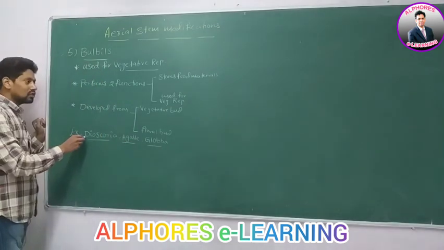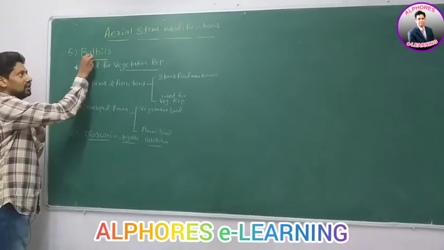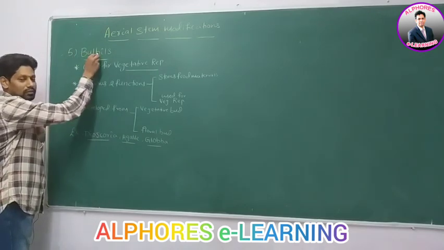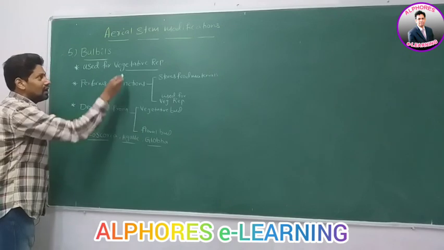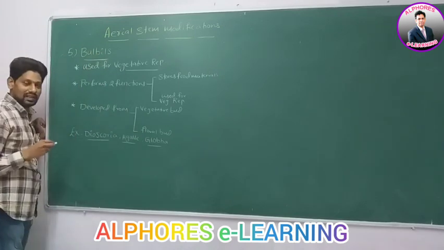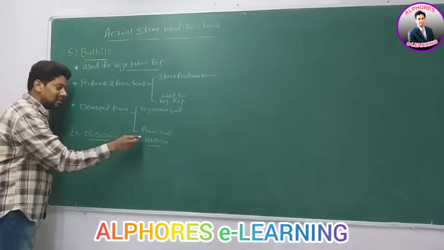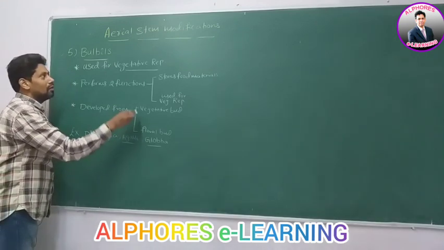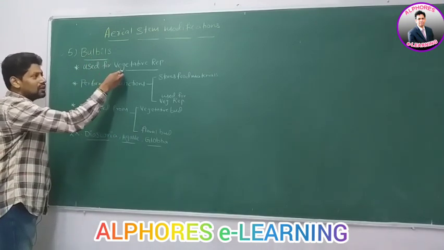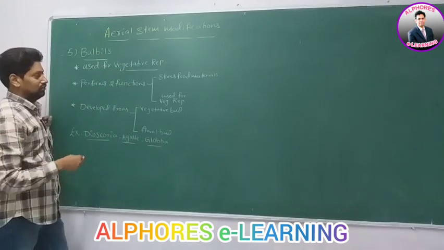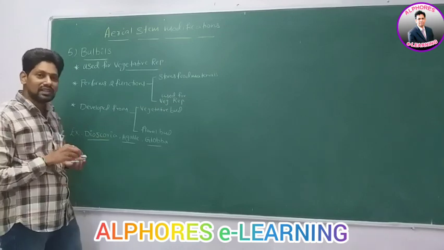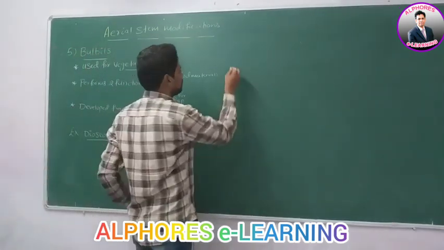In Dioscorea, vegetative reproduction takes place by bulbils. In agave, vegetative reproduction by bulbils. In globba, vegetative reproduction by bulbils. Yes or no? Because in all the three cases, Dioscorea, agave and globba, bulbils are present. Bulbils are used for vegetative reproduction. Is this statement okay? Go for the first example. Dioscorea.